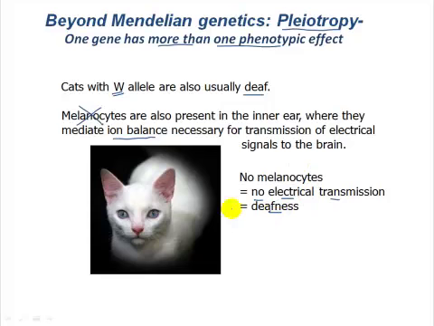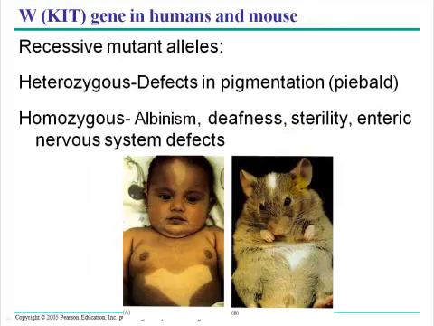And there are other phenotypic outcomes that are associated with that W allele, but these are the two that are most common. The white pigmentation, loss of pigmentation because we have no melanocytes present in the skin or in the hair follicles, and then also inappropriate development and behavior of the inner ear and loss of the ability to transmit electrical signals to the brain. So pleiotropy, one gene has more than one phenotypic effect.